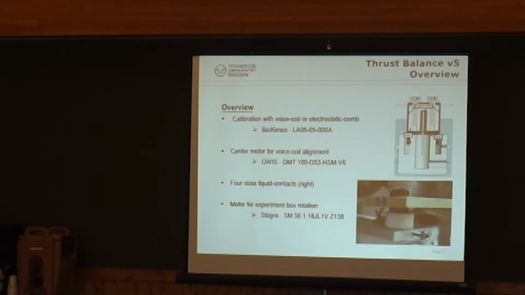We calibrate our balance, like the professor said, for each test, before each test and after each test. For this we mainly use a voice coil by this company, but we also have an electrostatic comb. A voice coil, by the way, is just a permanent magnet that has a solenoid on the other side, and it's basically a speaker.